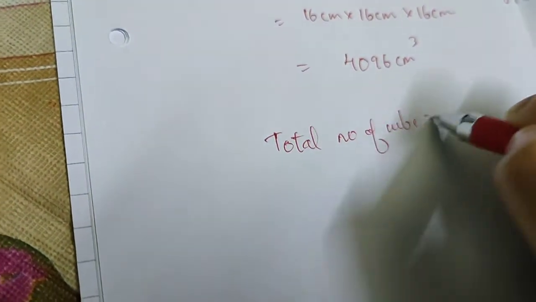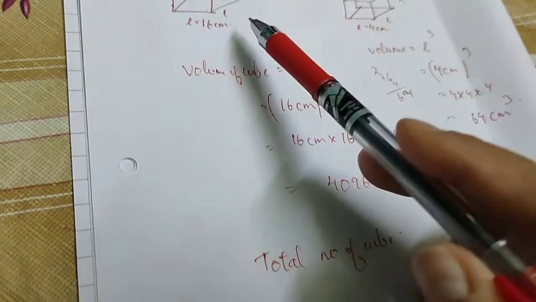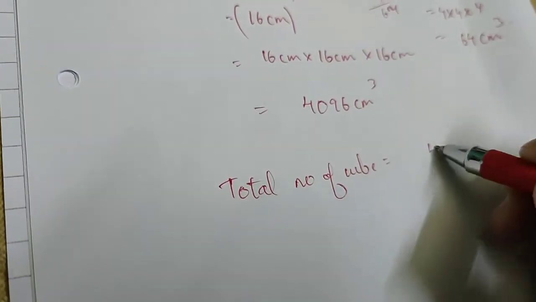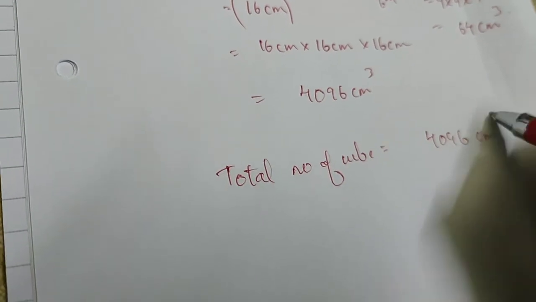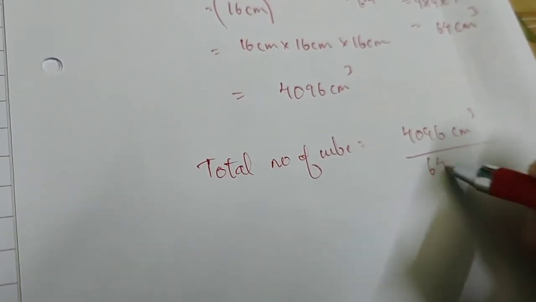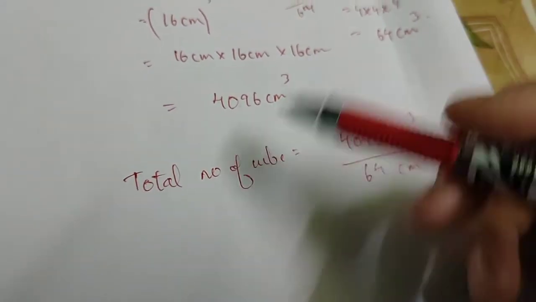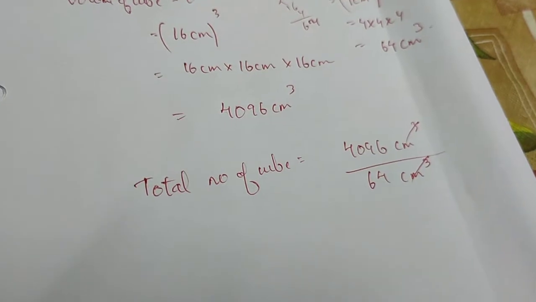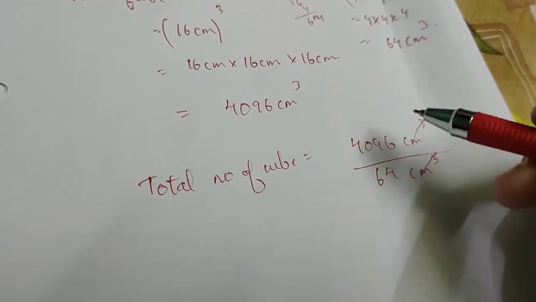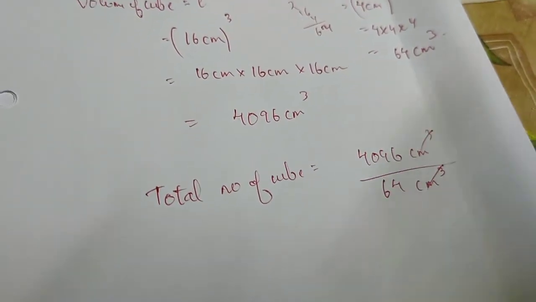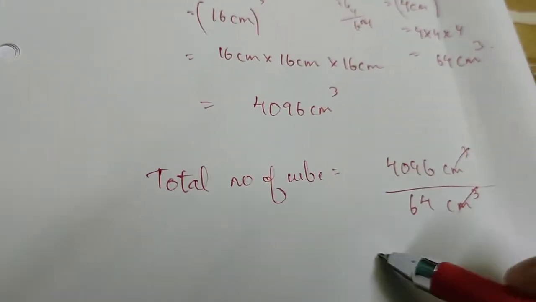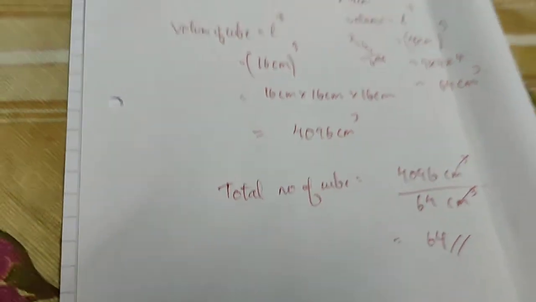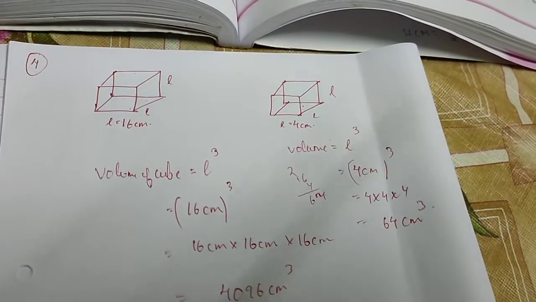Okay, now to find the total number of cubes, it will be volume of bigger divided by volume of the smaller cube. That is 4096 centimeter cube divided by 64 centimeter cube. Now you see, total number of cubes, we are dealing with a number. There will be no unit. You see, it will be cut. So we will get only the number of cubes. When you divide, we will get 64. Okay. I hope this is clear to you.